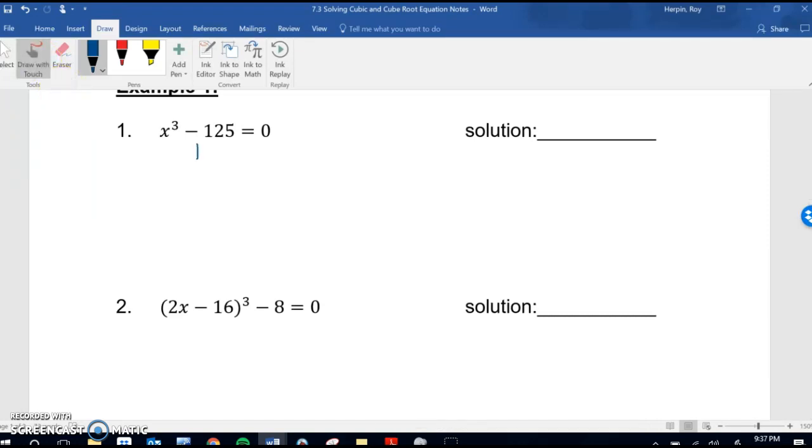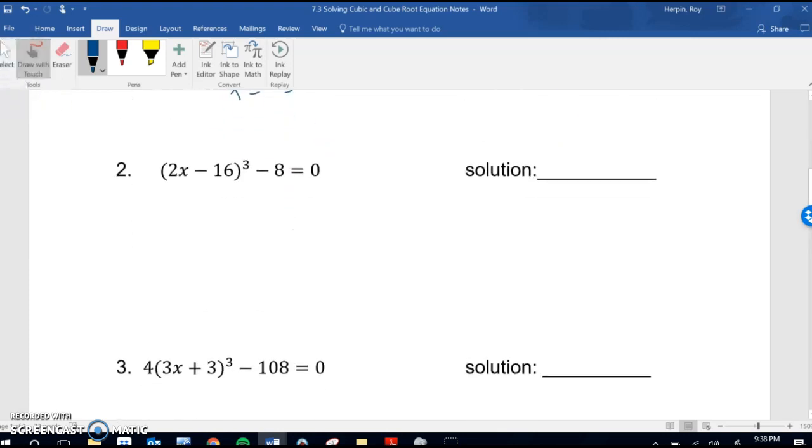So when I do this, all I gotta do is isolate that term. I'm going to add 125 to both sides. x cubed equals 125. Now this is all by itself, so now I can cube root both sides. I cube root because that is the inverse operation of cubing, so it undoes it. So now I just have x equals the cube root of 125, which is 5. So that's my solution.